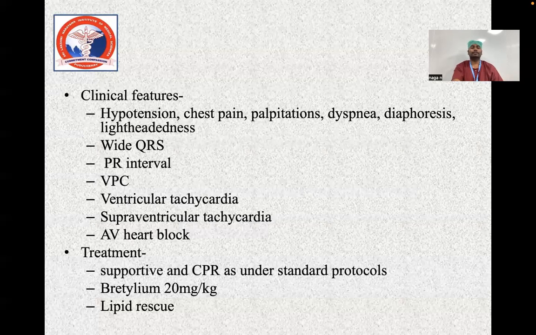The clinical features are hypotension, chest pain, palpitation, dyspnea, diaphoresis, lightheadedness, wide QRS complexes, wide PR interval, VPC, ventricular premature contraction, ventricular tachycardia, supraventricular tachycardia, and AV heart block. The treatment is supportive and CPR as per standard protocols, bretylium 20 mg per kg, and lipid rescue.